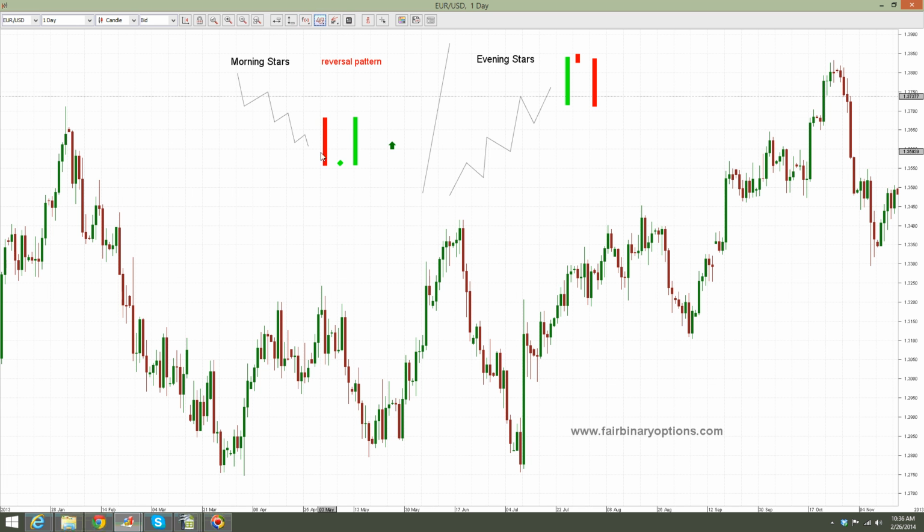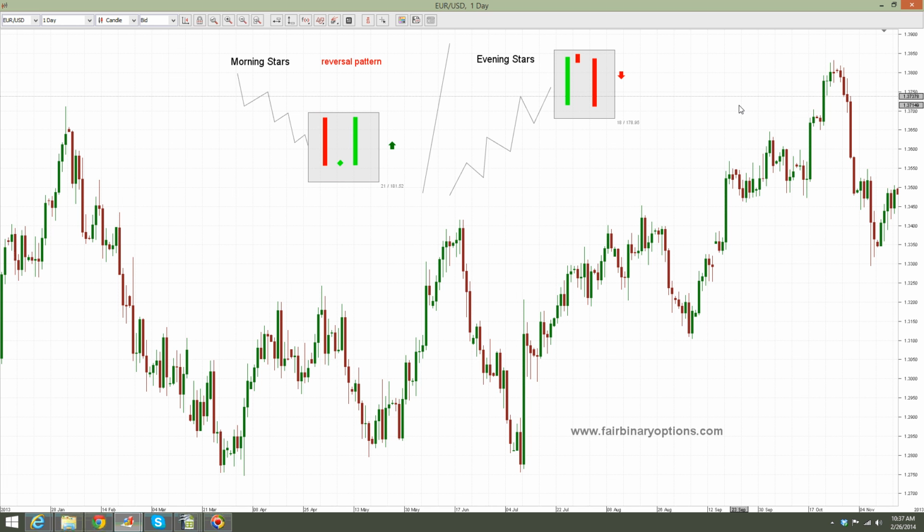They should not be interpreted separately, but together. This pattern is more powerful than a simple hammer or a simple hanging man. Those are also Japanese candlestick reversal patterns, but this one is more powerful as it involves a group of candles. In the case of the morning stars, you should look into buying call options. In the case of the evening stars, of course, we should look into buying put options.